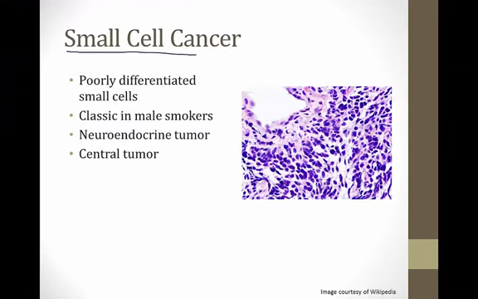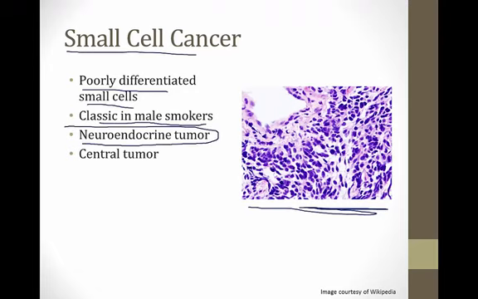These are composed of very poorly differentiated small cells, and they're very easy to recognize in a picture because all you see are lots of dark purple nuclei like what I've shown over here. This is a classic cancer to occur in a male smoker, and remember that they are neuroendocrine tumors, and the easy way to remember that is that these cancers have a lot of associated paraneoplastic syndromes, which we'll talk about in a minute, and that's because they have neuroendocrine activity in the cells.